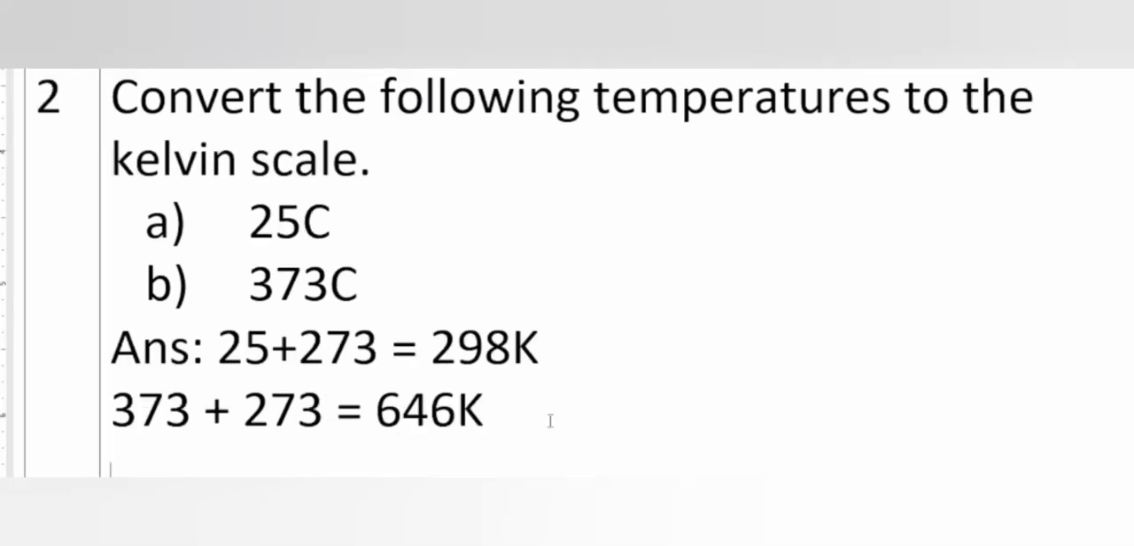Now we have to convert the Celsius into the Kelvin scale. You have to add 273. First one is 25 degrees Celsius, so we will get 298 Kelvin. 373 Celsius will be 646 Kelvin.